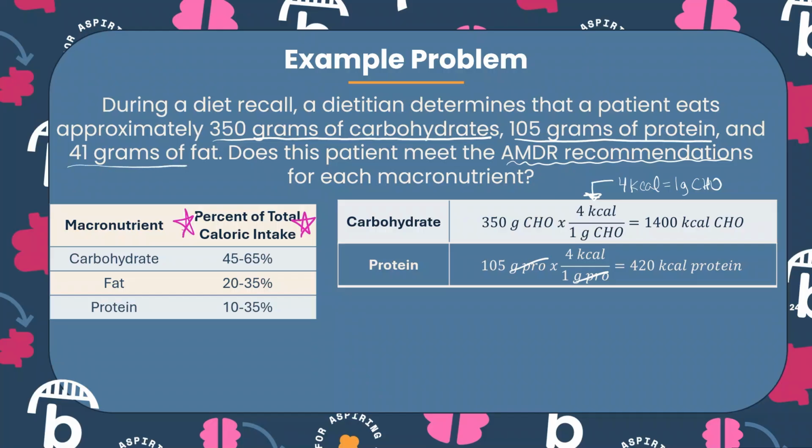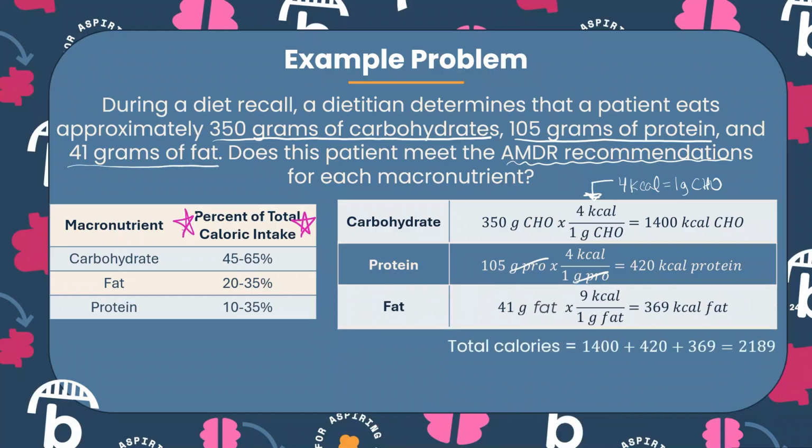And this person is taking in 41 grams of fat. We need to remember that fat is the most energy-dense macronutrient with 9 calories per 1 gram of fat. So if they're taking in 41 grams of fat, then they're taking in 369 calories from fat. So in total, we find out that their total energy intake is 2,189 calories. And we need to compare this to the AMDR ranges.